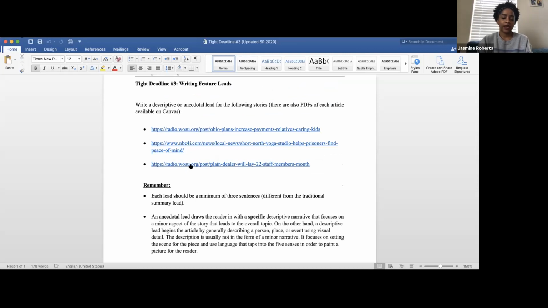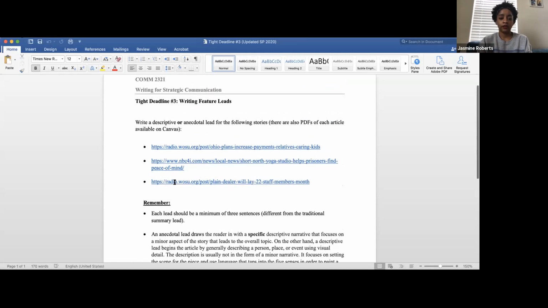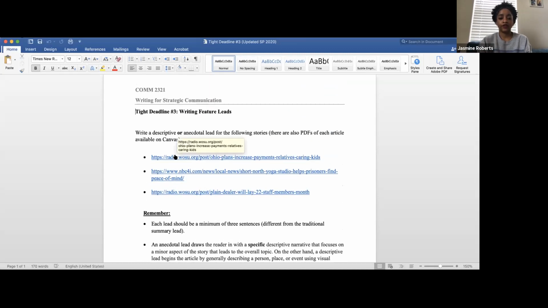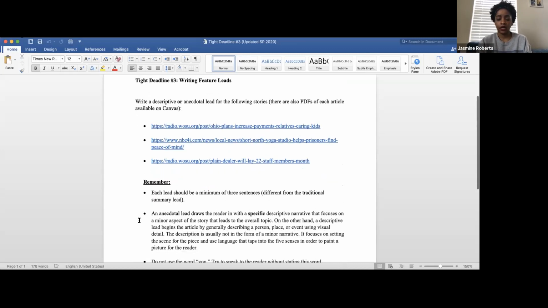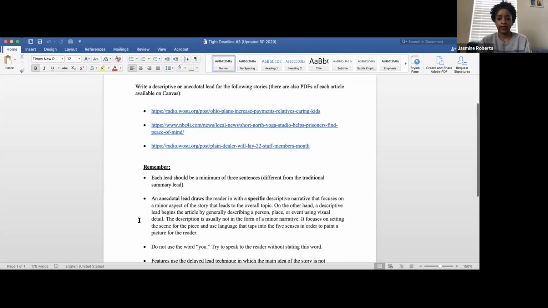And just in case you encounter some technological issues with clicking on the link in the assignment description, I included a PDF for each story as well. So again, just to be a little repetitive here, you're going to write a feature lead for each story. Each story is written in a way that we would find in a traditional news story. So once more, just write a feature lead for each of them. Any questions over that? That's the only thing you have to do for this upcoming tight deadline assignment.